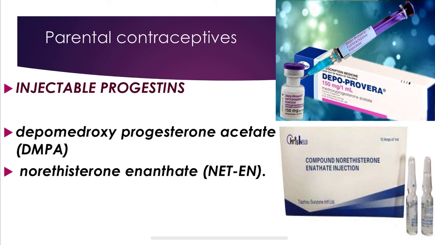Parenteral contraceptives, like we saw, are injections and implants. Starting with the injectables, they are DMPA and NET-EN. The full form of DMPA is depot medroxyprogesterone acetate. D depot, M medroxy, progesterone acetate. NET-EN is norethisterone enanthate, NET, norethisterone, EN enanthate.